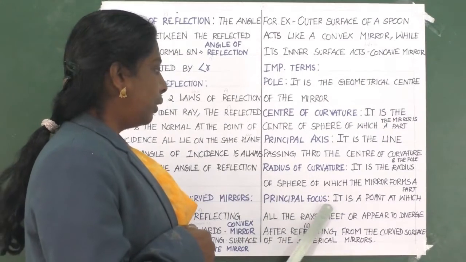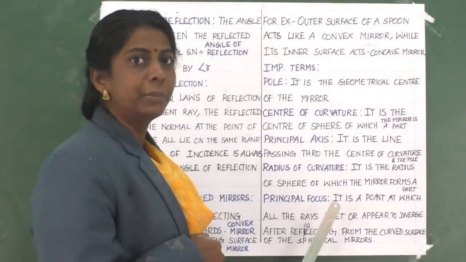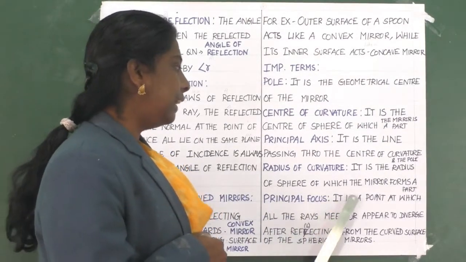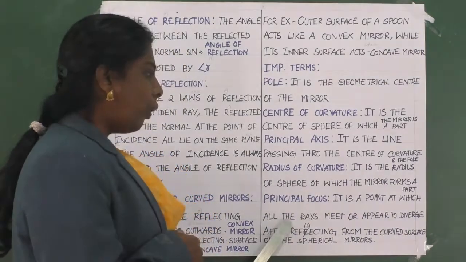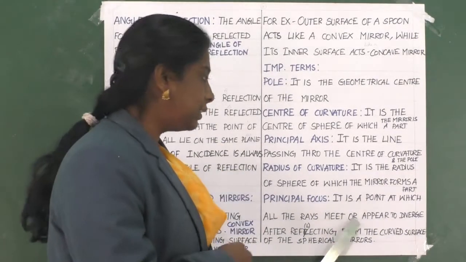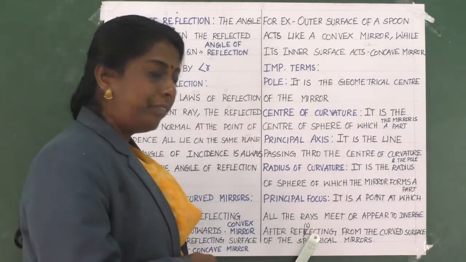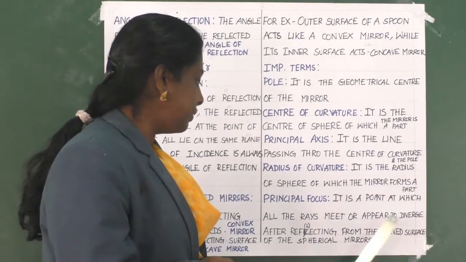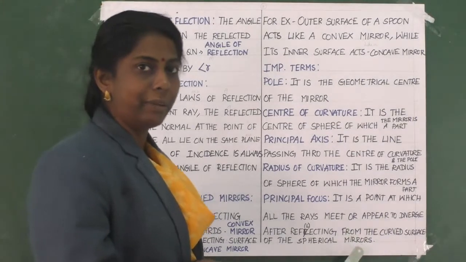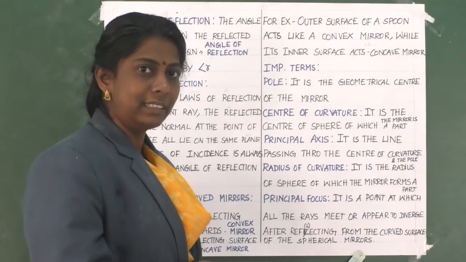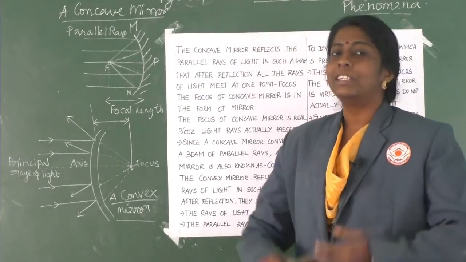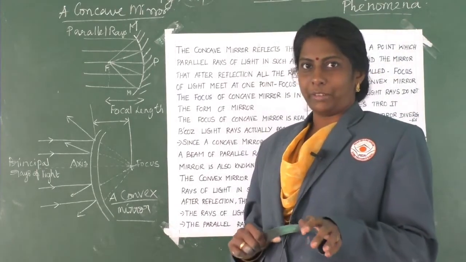Next thing is about principal focus. Principal focus is a point at which all the rays meet or appear to diverge after reflecting from the curved surface of the spherical mirror. Clear, children? Yes. Now let us learn about concave mirror.